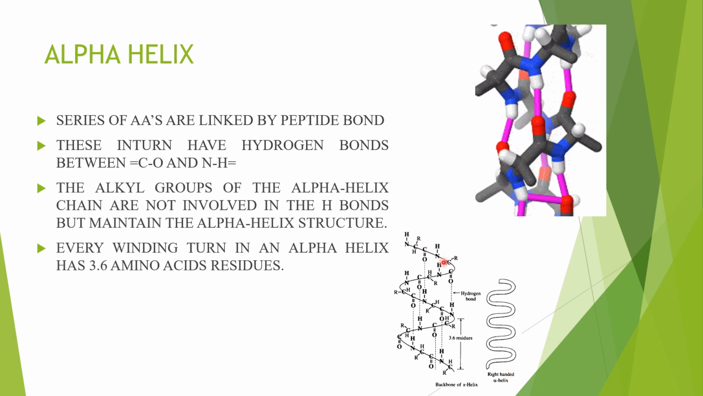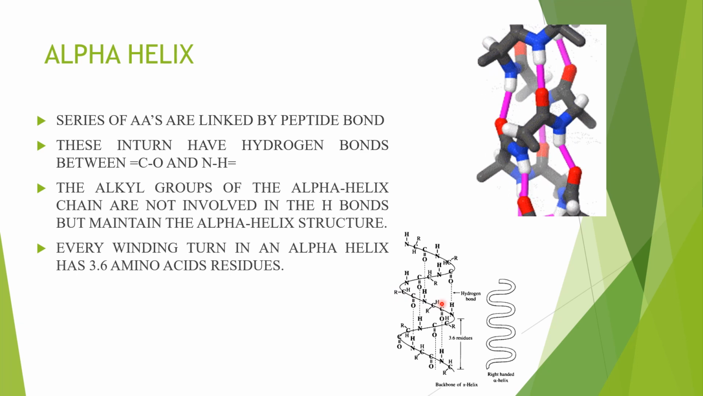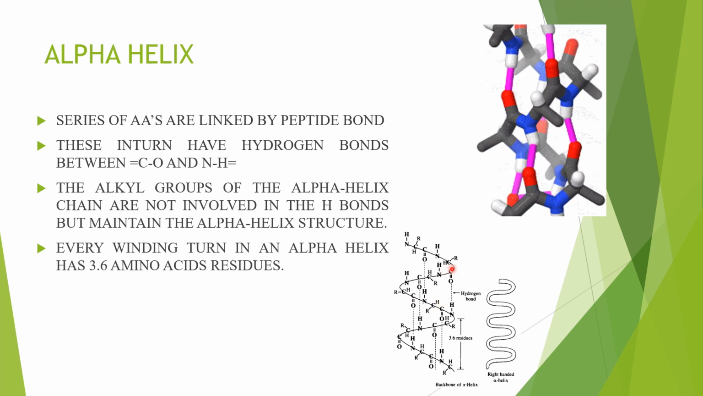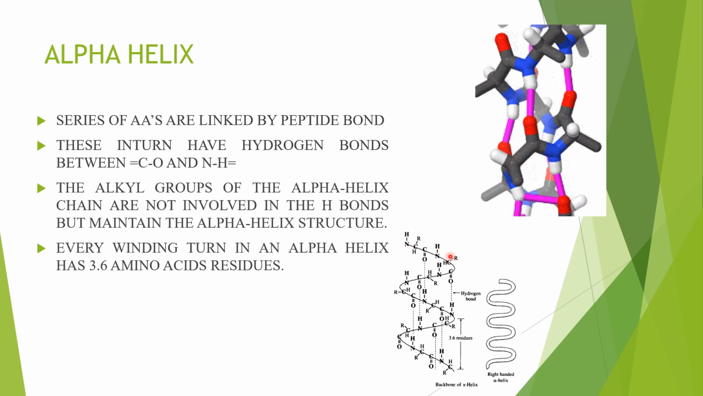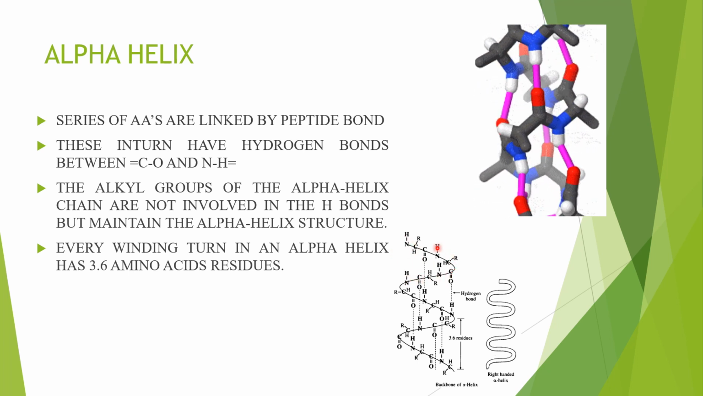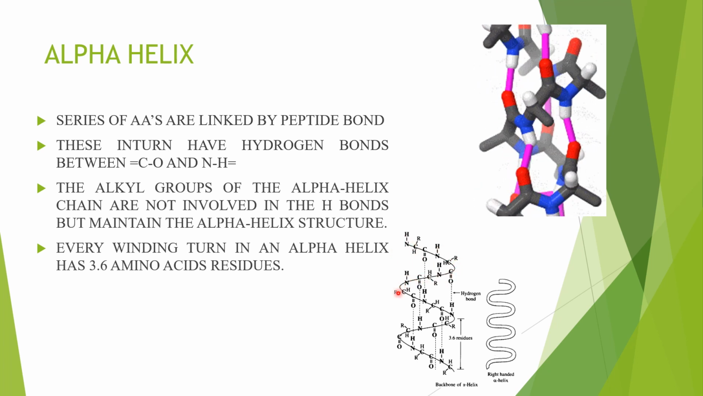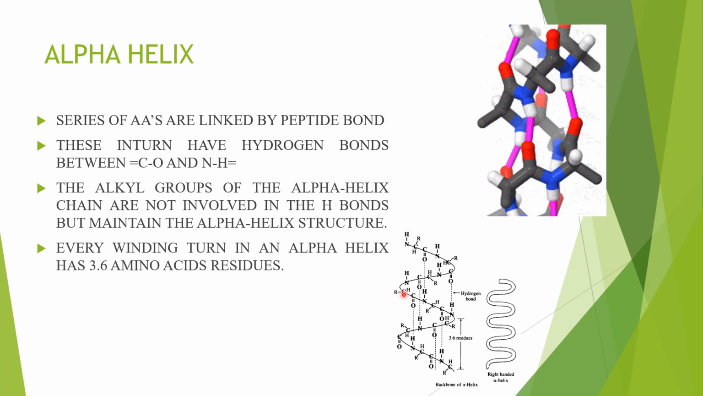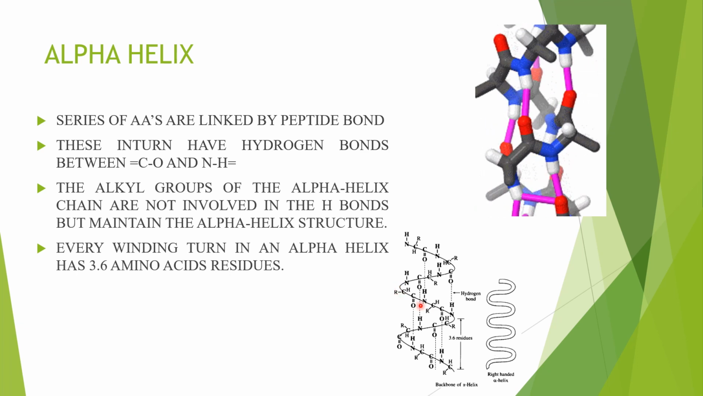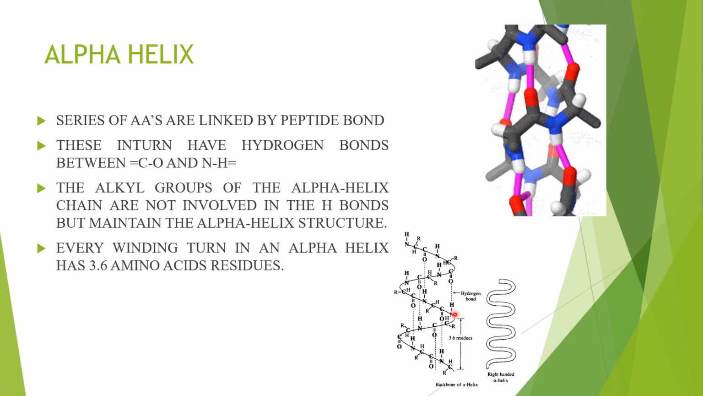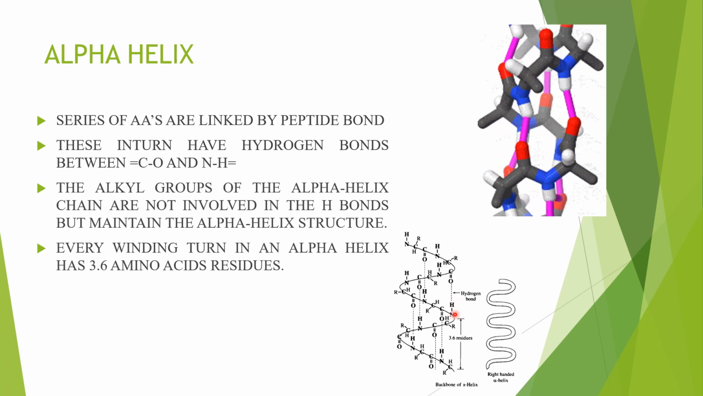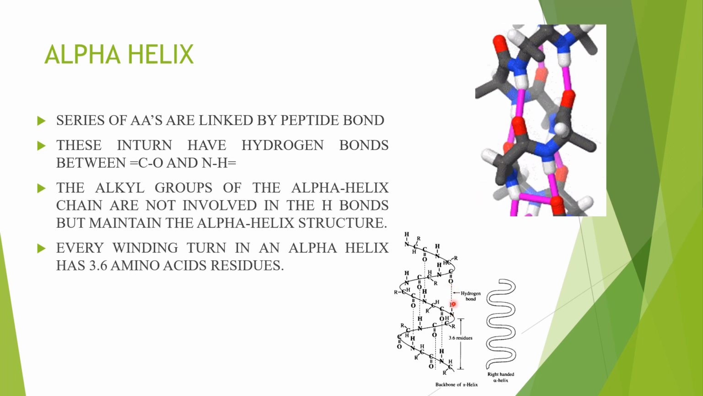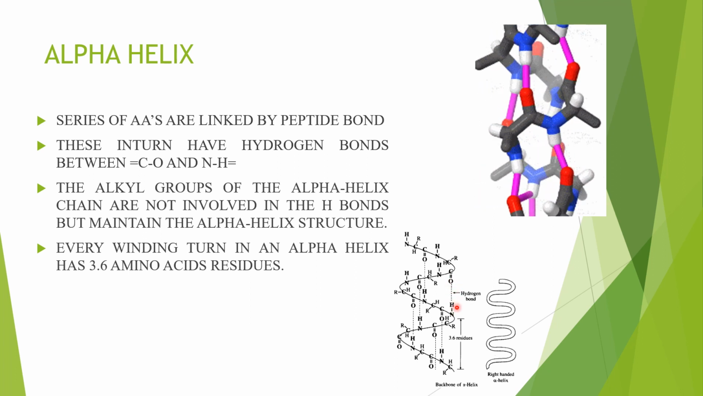Every winding turn of an alpha helix comprises 3.6 amino acid residues. That means one winding, from here till here, comprises 3.6 amino acids. And you see that the bond is between the CO and NH of different amino acids. So here you find the hydrogen bond between this oxygen and the hydrogen.